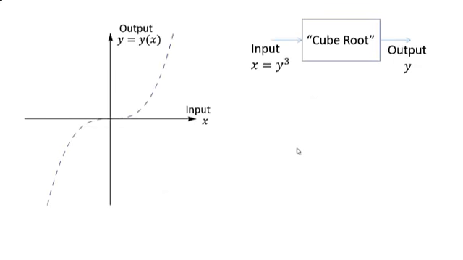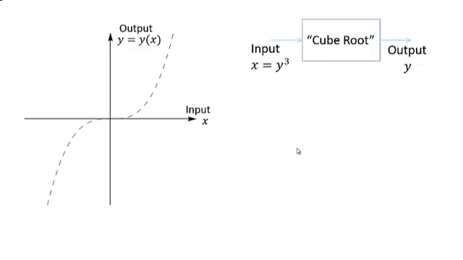Suppose now that we know the result for x cubed and we want to find x. We could do this from the graph by drawing a horizontal line at y equals x cubed and reading off the value of x from the axis. Let's construct a function that does this in general. We'll call it the cube root.